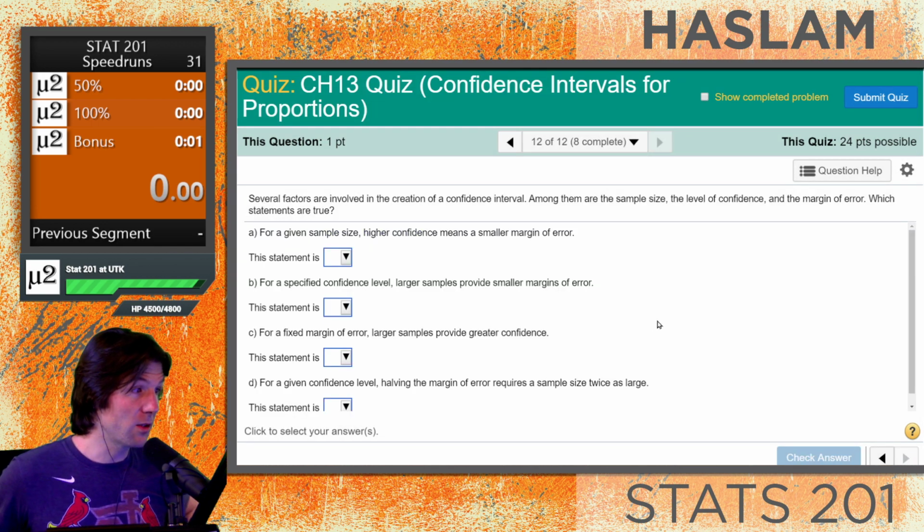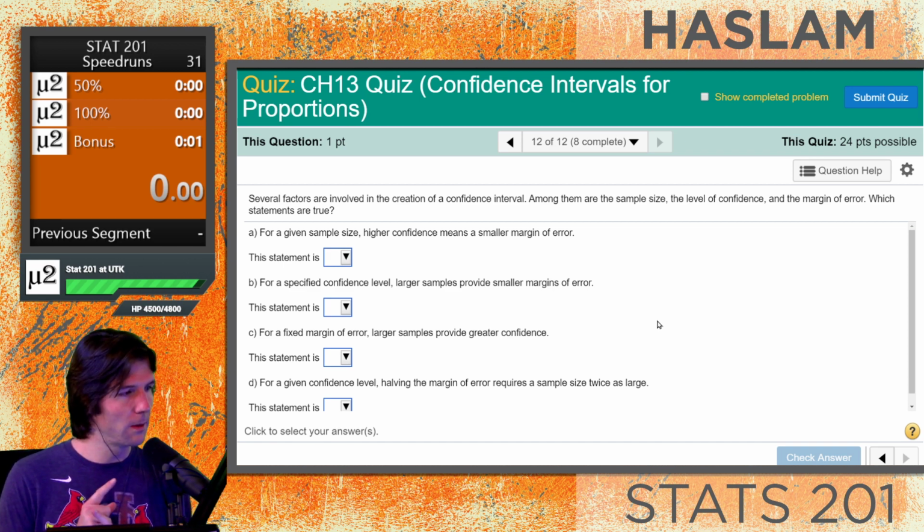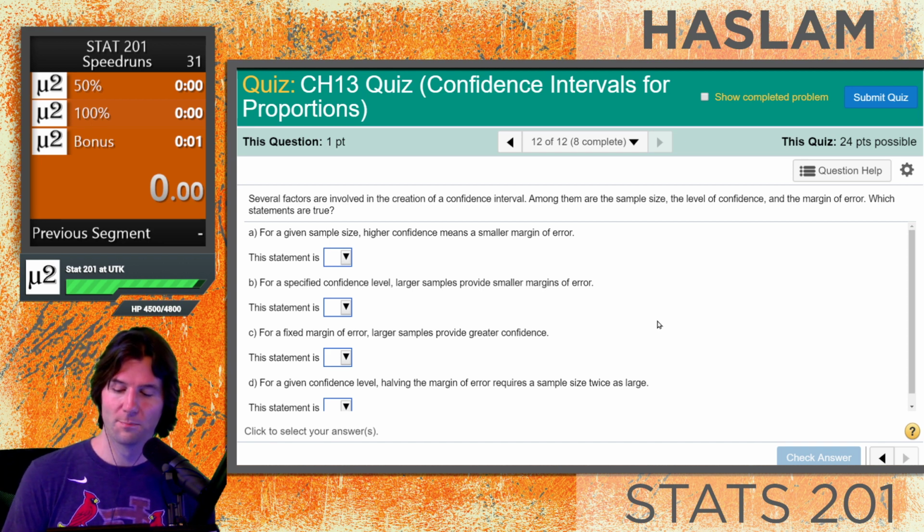Okay. Here are some tough questions. I need your guys' help. I have gotten one of these wrong before because I've been like, wait a minute. It's the famous true-false that everyone is like, I don't know. Here we go.